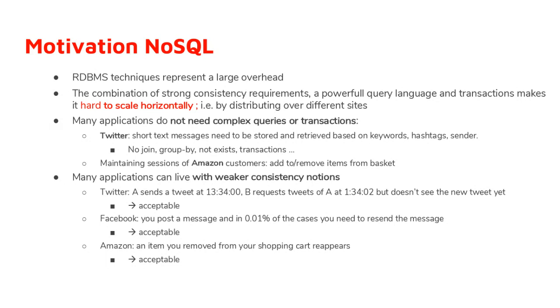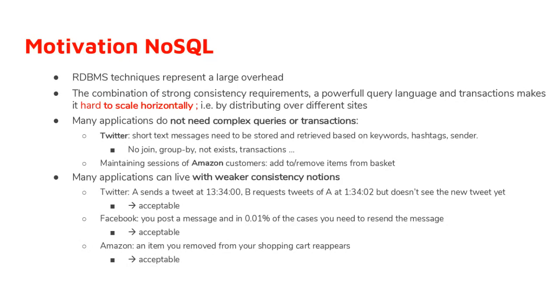Also for Facebook, if you post a message and in 0.01% of the cases something goes wrong and the message is maybe not stored, that's also acceptable. Because with a database you have a transaction, and when it's committed, it's always stored. But for Facebook, if you sometimes lose a message, that's still acceptable. Users will just repost a message, and it's not like, again, a bank transfer where you really want that transfer to happen.